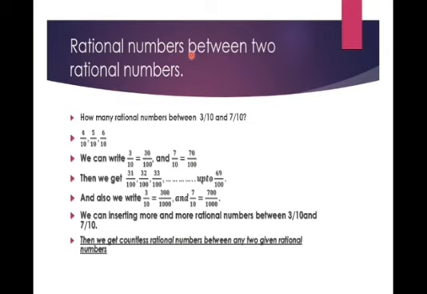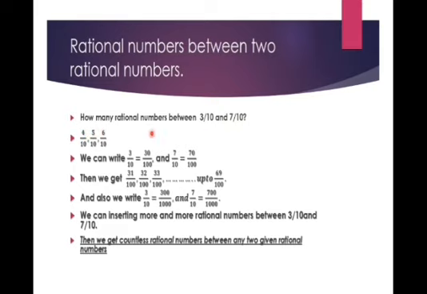Rational numbers between two rational numbers. It is a new topic. Now let's see: how many rational numbers are there between 3/10 and 7/10? The denominators are the same. Then what's the next rational number after 3/10? 3/10, 4/10, 5/10, 6/10. The next one is 7/10. Then we get three rational numbers between 3/10 and 7/10.